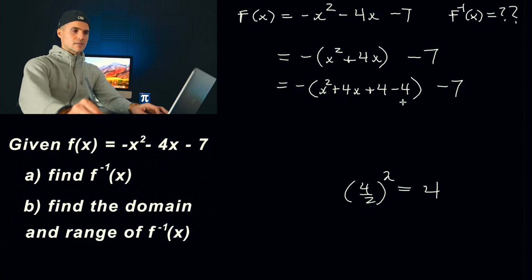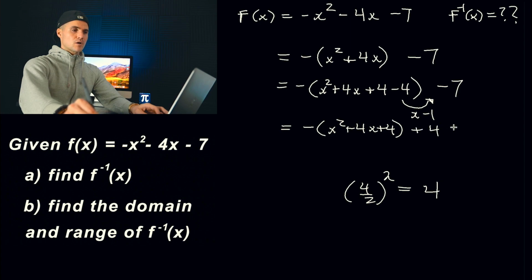Now this negative 4 we have to take outside of the bracket. When we take it outside of the bracket, we have to multiply by what's in front of the bracket, which is negative 1. So the next line is negative x squared plus 4x plus 4. Taking the negative 4 out and multiplying it by negative 1 gives us positive 4, and I've got a minus 7 right here.